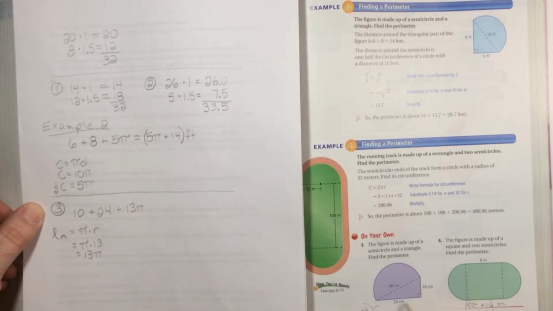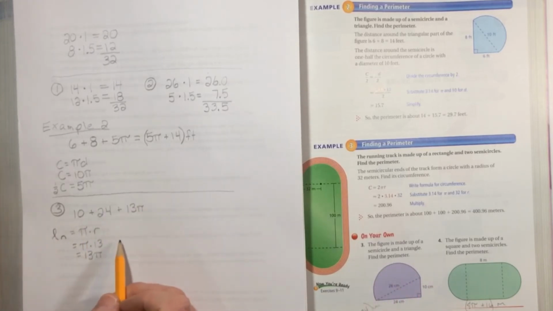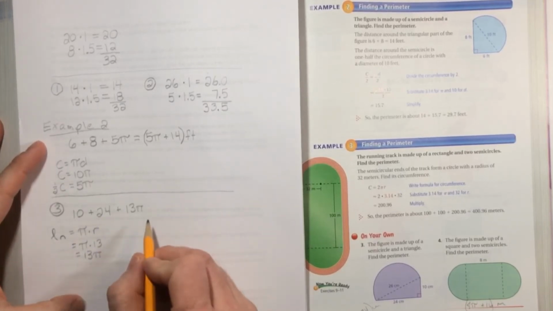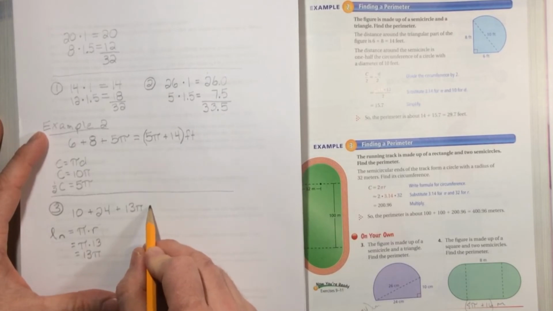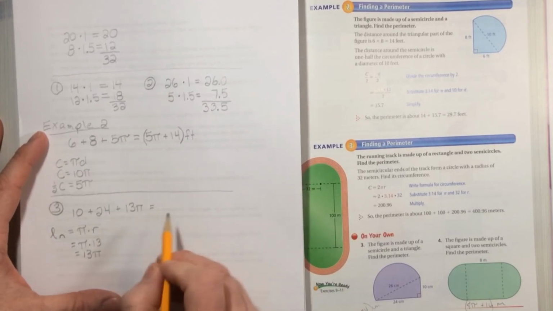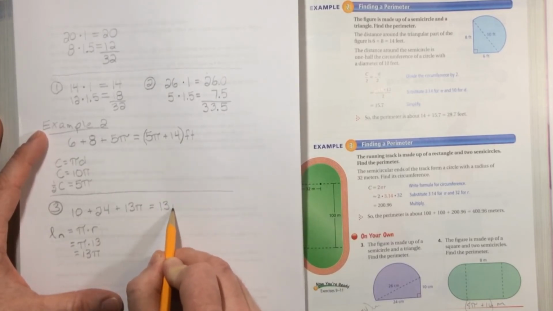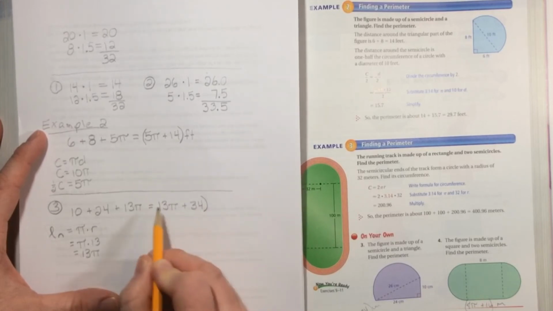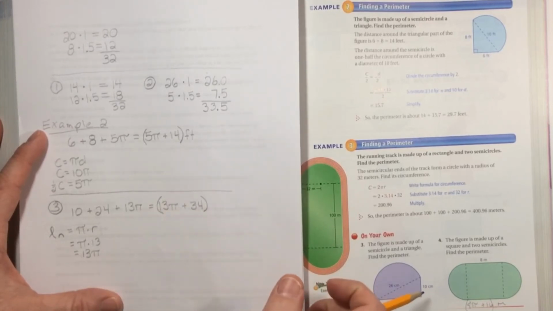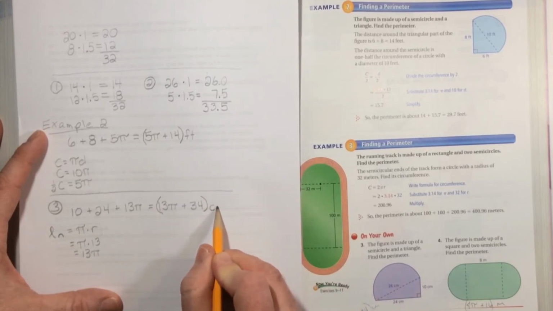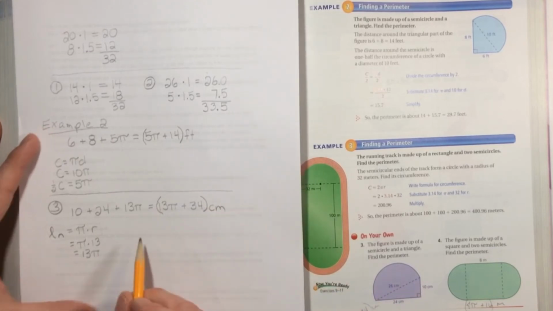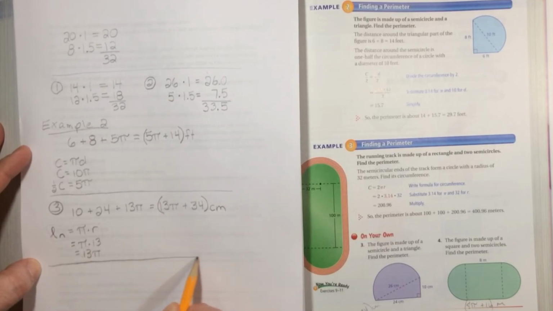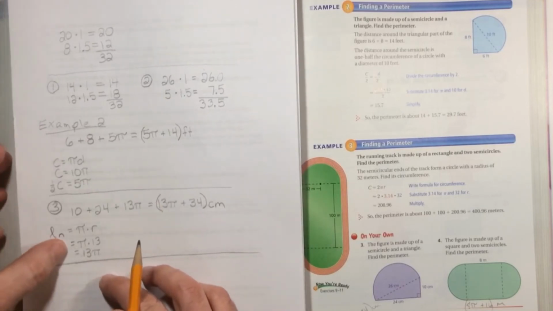I have 3 sides on this figure, and I have 3 numbers that I'm adding up. So I got them all counted. 10 plus 24 is 34, plus 13 pi, which I cannot add because it's a pi term. So I have 13 pi plus 34 in parentheses, and the units are centimeters. And then number 4 on your own.